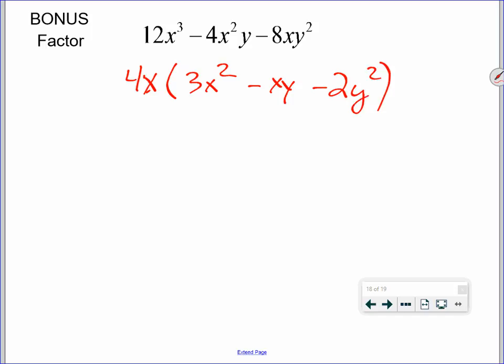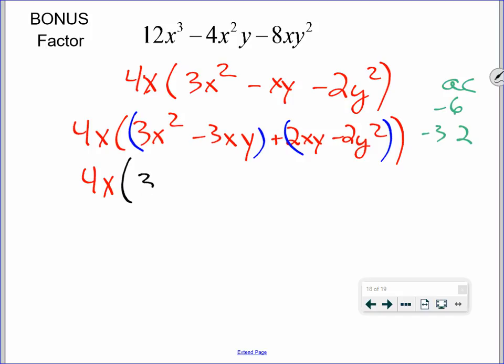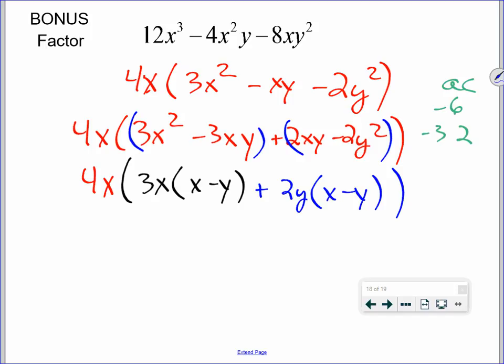Now, I have inside the parentheses a second degree trinomial. So I'm going to go a times c is negative 6. And so I'll have negative 3 and 2. So I'm going to rewrite this as 4x times 3x squared minus 3xy plus 2xy minus 2y squared. And then I will group the first two and the second two terms, and I will get 4x times 3x times x minus y plus 2y times x minus y. And so this whole thing will factor out as 4x times 3x plus 2y times x minus y.